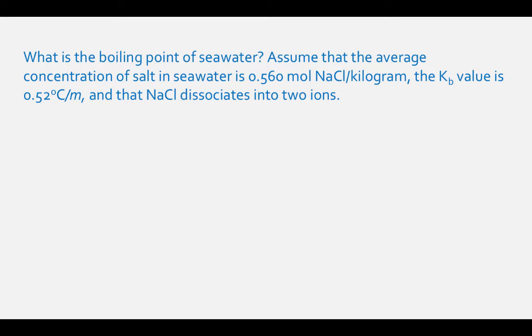Assume that the average concentration of salt in seawater is 0.560 mole NaCl per kilogram. The Kb value, the boiling point constant for water, is 0.52 degrees Celsius per molal, and the NaCl dissociates into two different ions. This question asks for the boiling point of seawater.